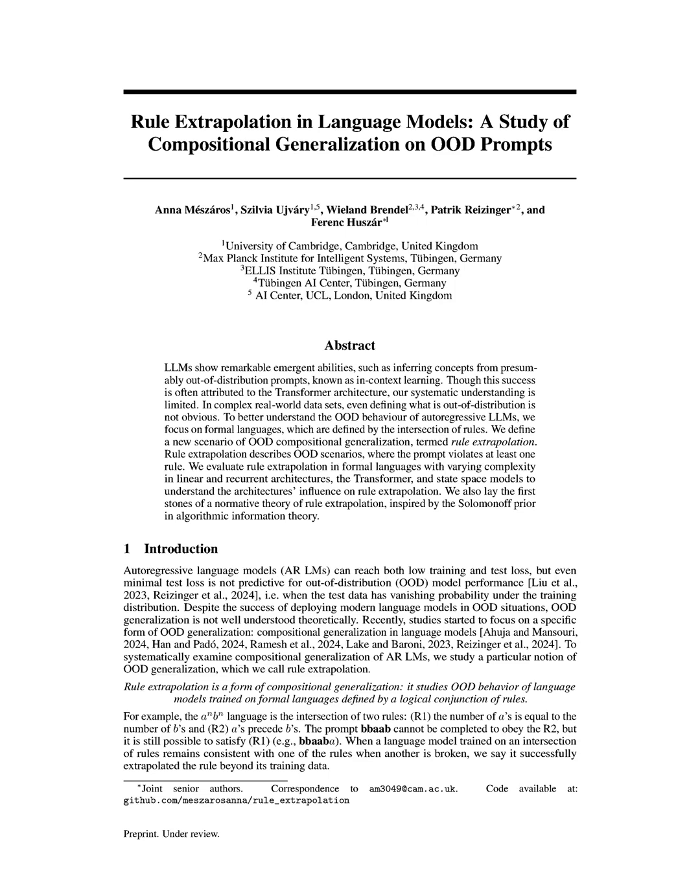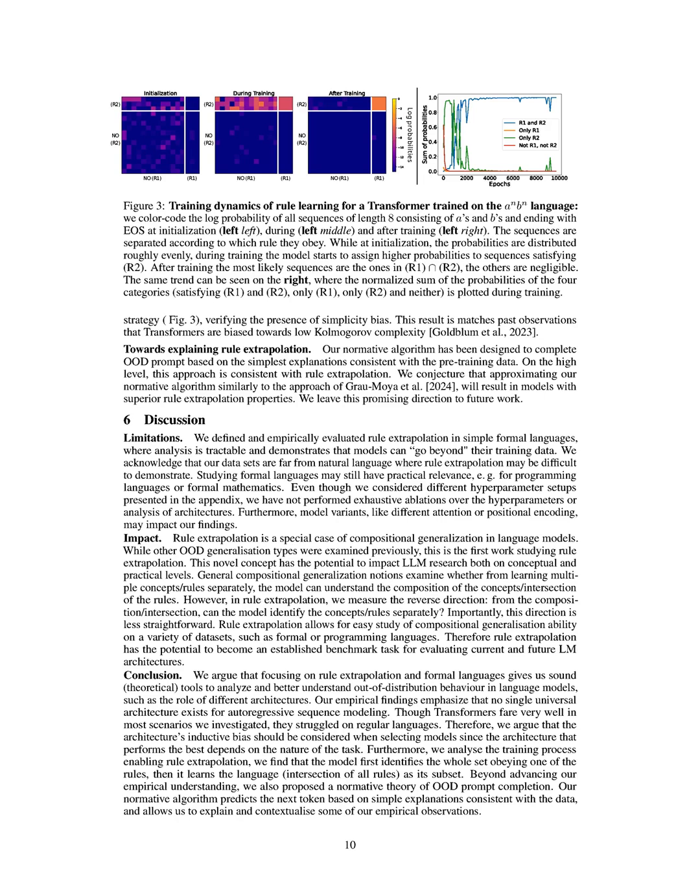The algorithm steps for rule extrapolation in this scenario include: first, the model is pre-trained on sequences that adhere to both rules. Second, it encounters the OOD prompt where R2 is violated. Third, the model generates a completion that respects R1 despite the violation of R2. If the model successfully produces a completion that satisfies R1, it is considered to have successfully extrapolated the rule beyond its training data. This process illustrates the model's ability to generalize and apply learned rules in novel contexts, demonstrating its compositional generalization capabilities.